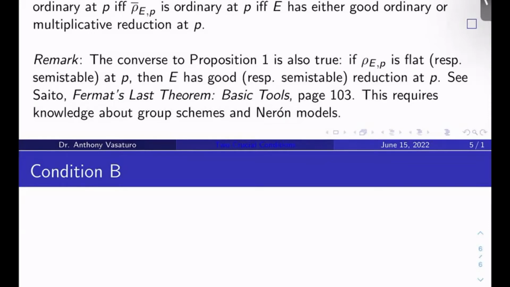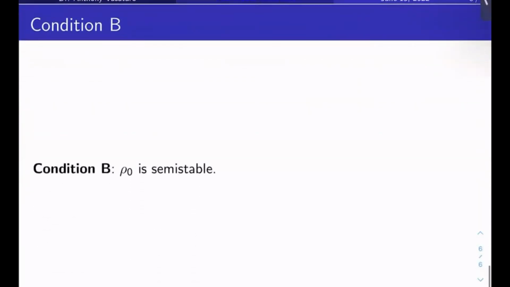Okay, why am I bringing up all these definitions? Because here's the second condition I want to put on my residual representation rho naught from the beginning. I'll call it condition B. Very simply, I want rho naught to be semi-stable.